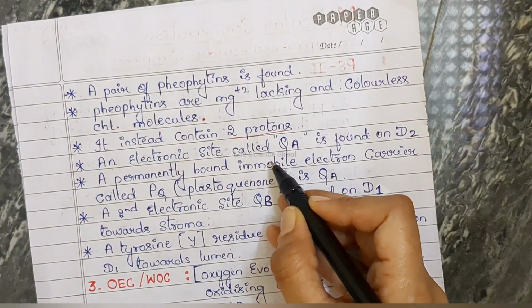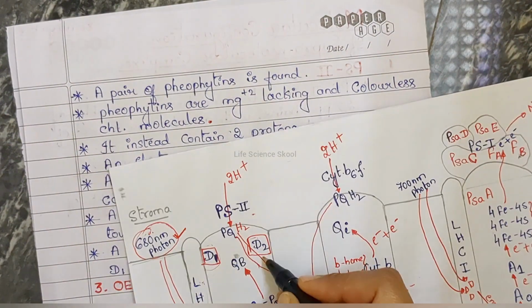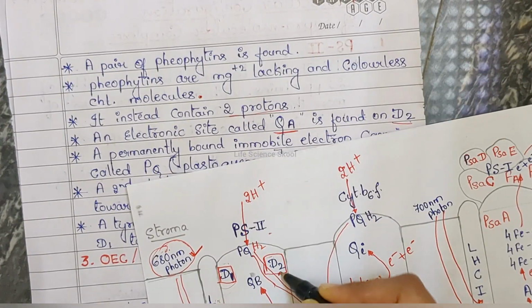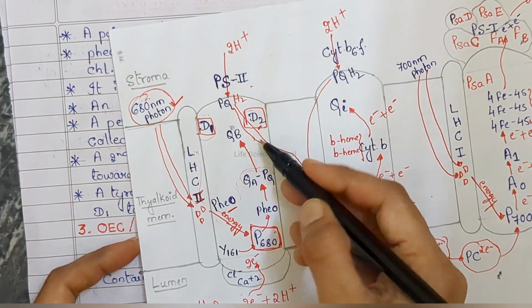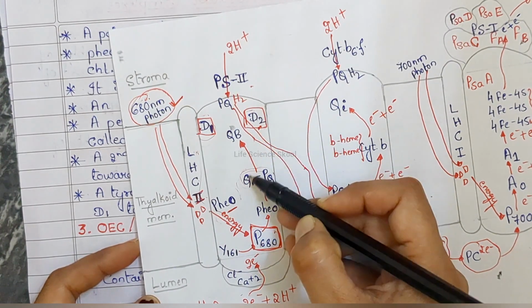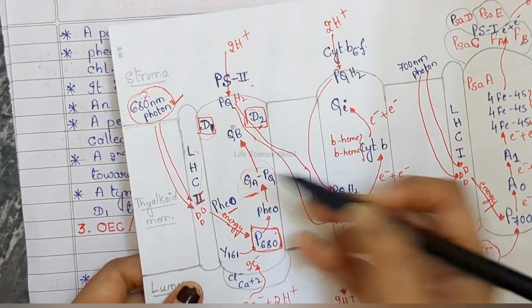An electron site called QA is found on D2. So on D2 you can find the QA. You can see here, right? On D2 you can see the QA. This is the QA, on the D2 side.